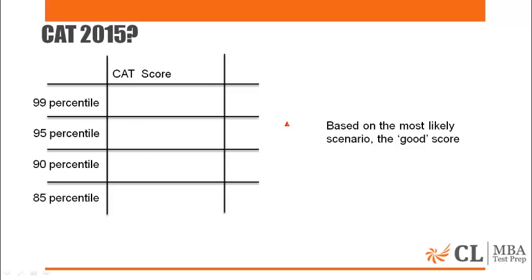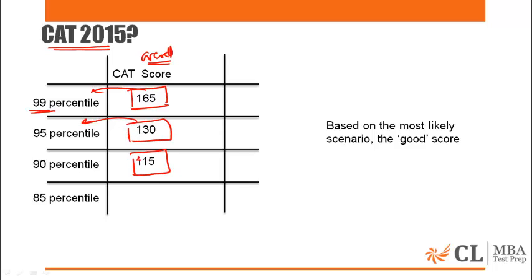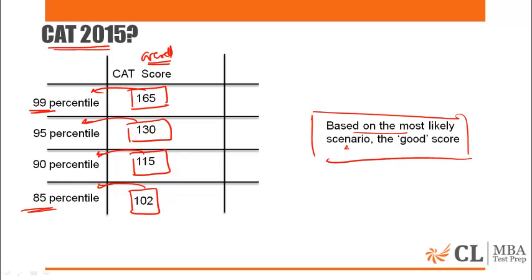Now if you look at the CAT 2015 distribution of the overall score, about 165 plus will get you about 99 percentile, 130 will hit about 95 percentile, 115 will hit about 90 percentile, and 102 is basically going to hit about 85 percentile. This is again based on the most likely scenario.